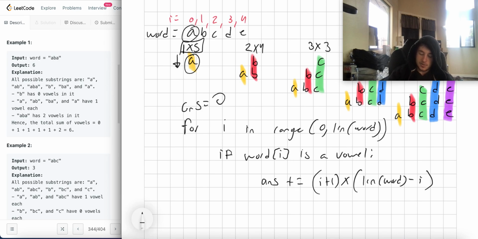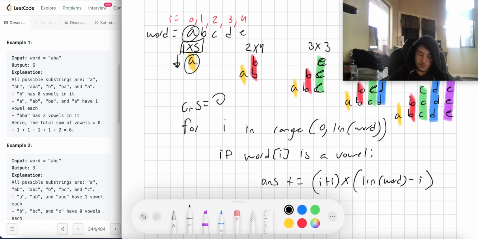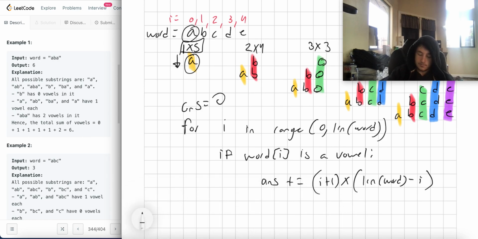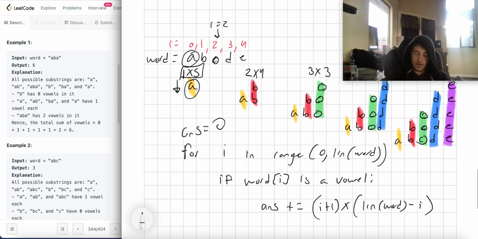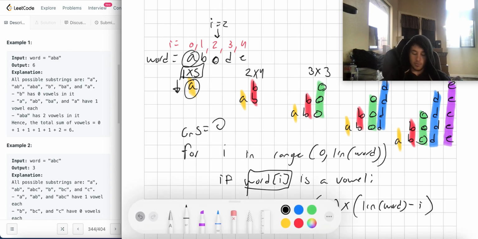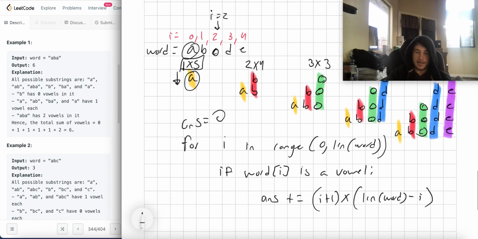Right, so let's imagine that this was an O instead, just for the sake of argument. That would mean that when I equals 2, this will be true, because word is a vowel. So then what should we multiply? Well, we should multiply 3 by 3. If I equals 2, this is 2 plus 1, which is 3. Length of word is 5, minus 2 is 3. So you can see that this system works.